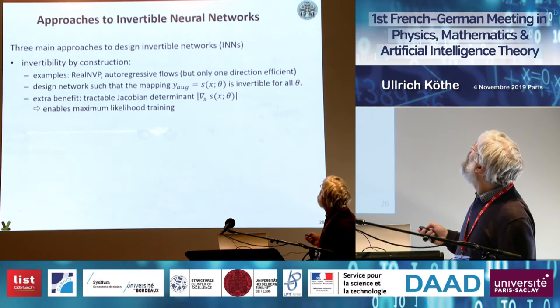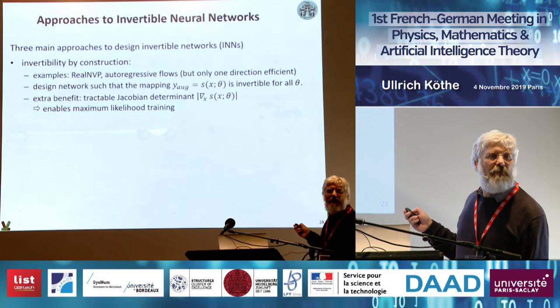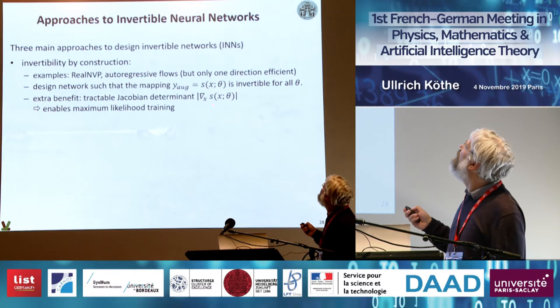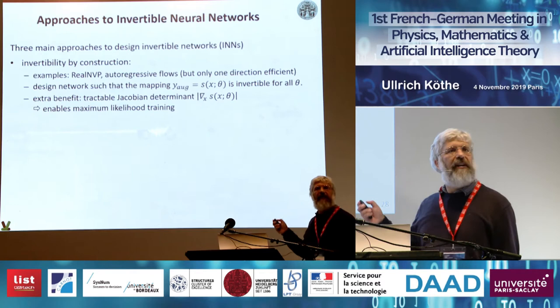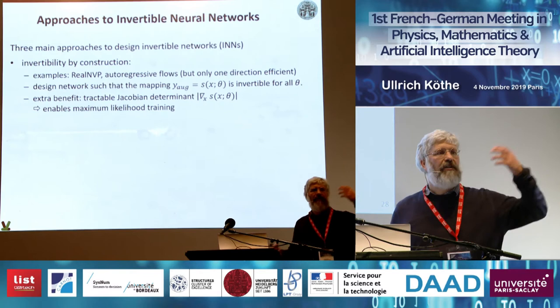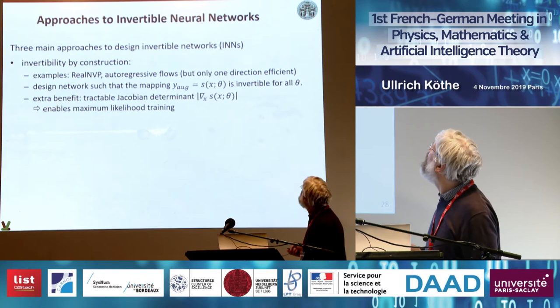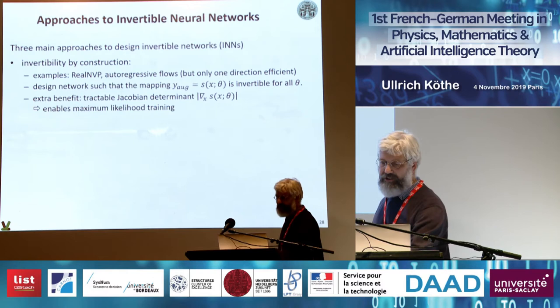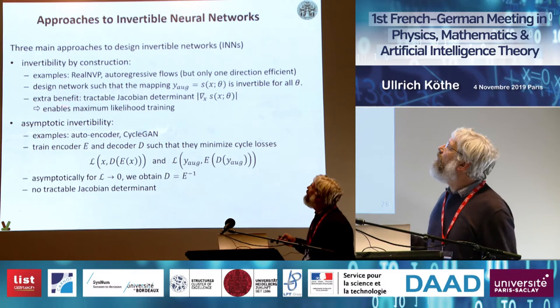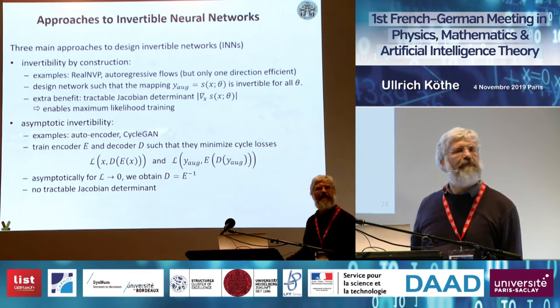Here, the network is designed such that S is always invertible, no matter what the parameters are. And we have the extra benefit that the Jacobian determinant can be easily computed, because for each coupling layer, the Jacobian is just a triangular matrix. So the determinant is the product of the diagonal elements, and then just the magnitude of this product.